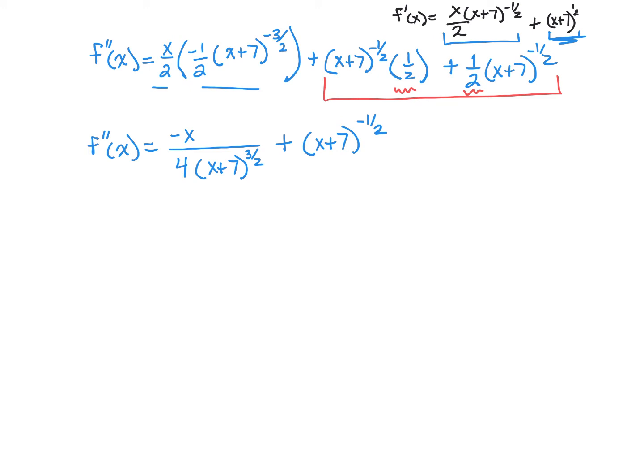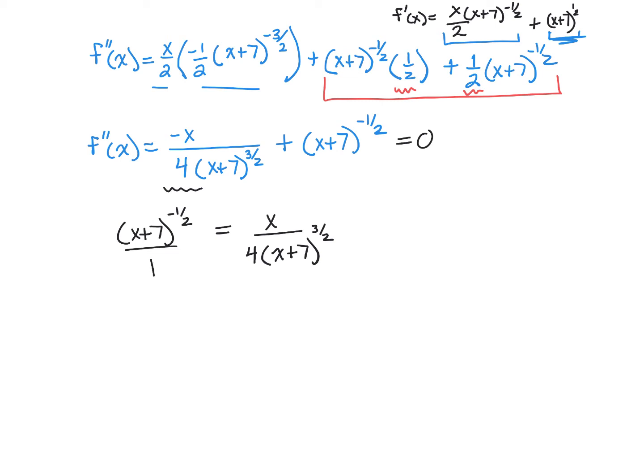So we want to find our points of consideration. So we're going to set that equal to 0, and I'm going to add this to the other side. So I'm going to get x plus 7 to the minus 1/2 equals x over 4 times x plus 7 to the 3/2.